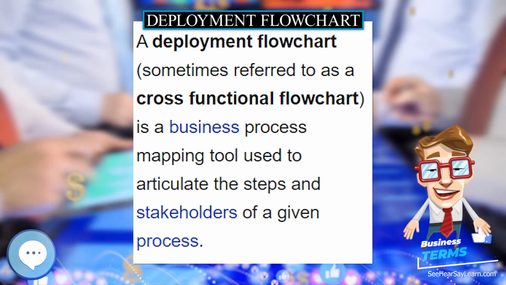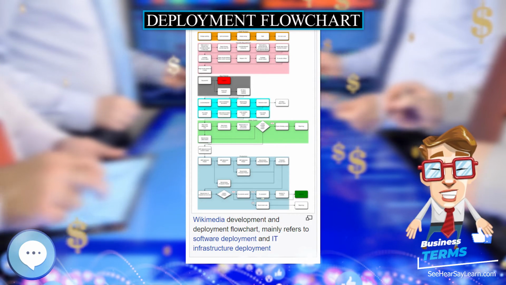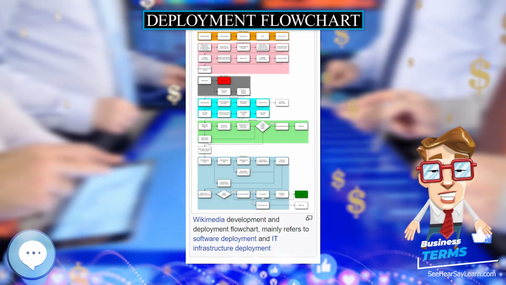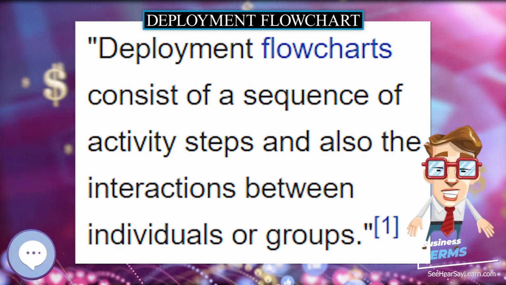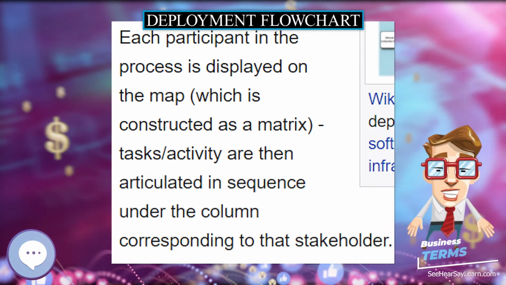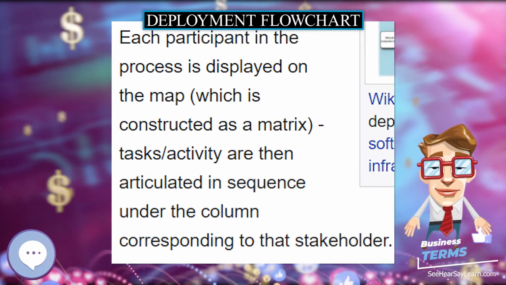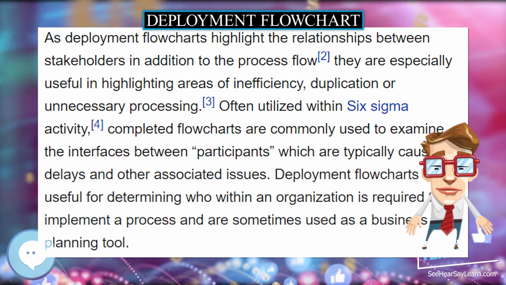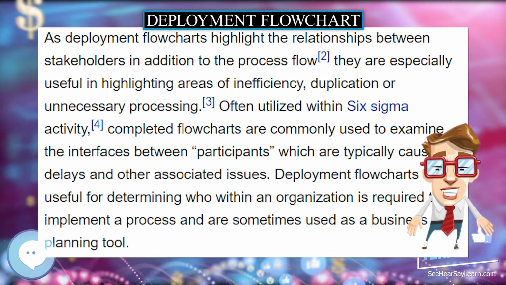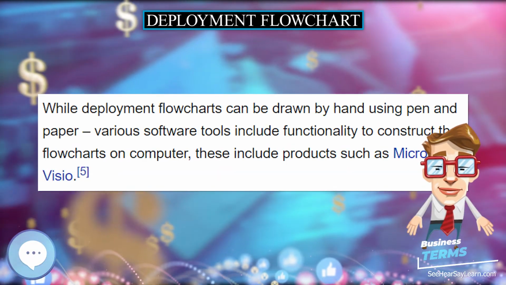Often utilized within Six Sigma activity, completed flowcharts are commonly used to examine the interfaces between participants, which are typically causes for delays and other associated issues. Deployment flowcharts are useful for determining who within an organization is required to implement a process and are sometimes used as a business planning tool.